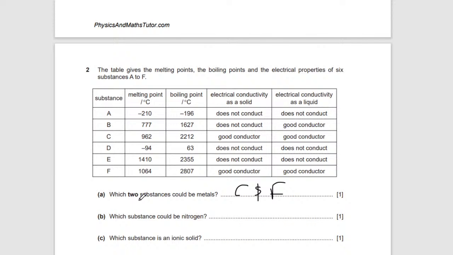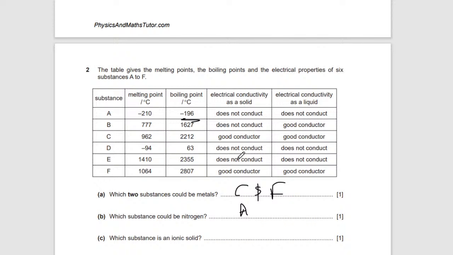Okay, we move on. Which substance could be nitrogen? Now, nitrogen has a quite low melting point and a very low boiling point. So that's what will give it off. You can see from all of these that A has the lowest boiling point, and therefore it can be A. So remember, nitrogen has a very low boiling point, and therefore we can get the answer of negative 196. So A is the answer.